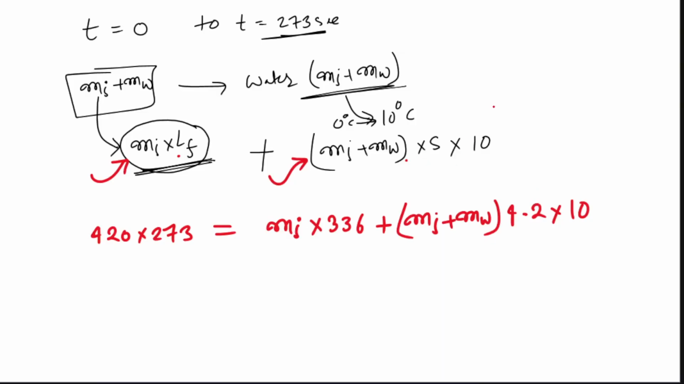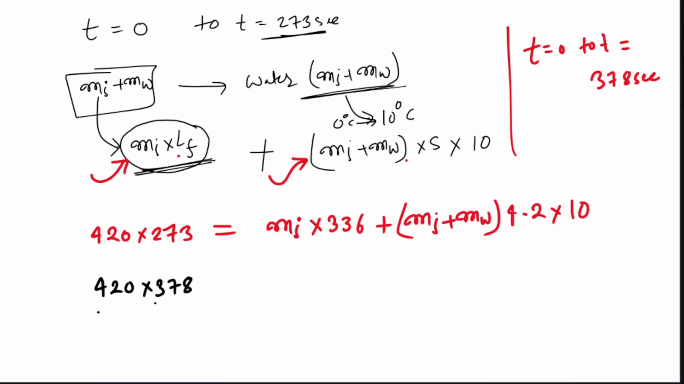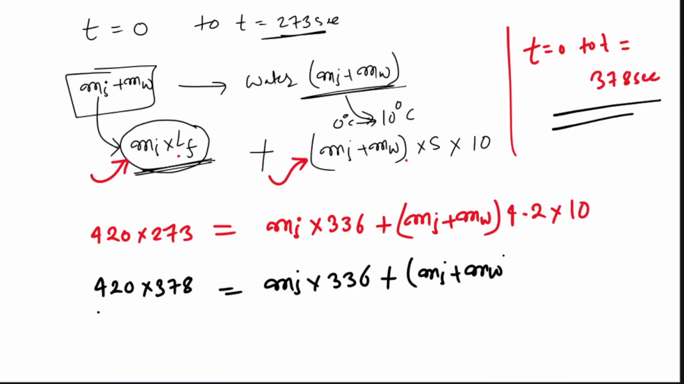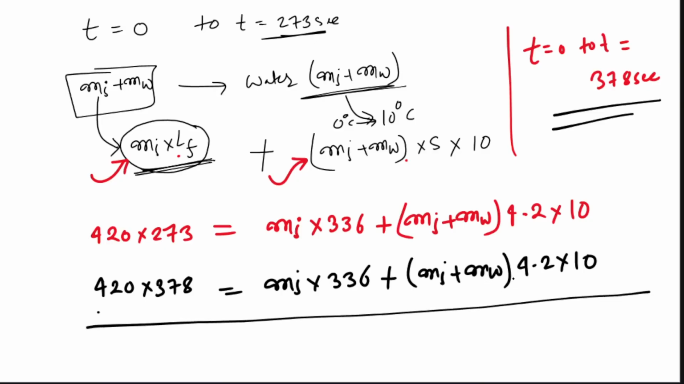Similarly, you can write for time interval t equal to 0 to t equal to 378 seconds. A similar equation will come, only with certain variables changed. So 420 into 378 is the amount of energy supplied in this time interval, and that will be equal to mi into 336 plus mi plus mw into 4.2 into 10. Okay? Now we can do something to calculate mi plus mw together.